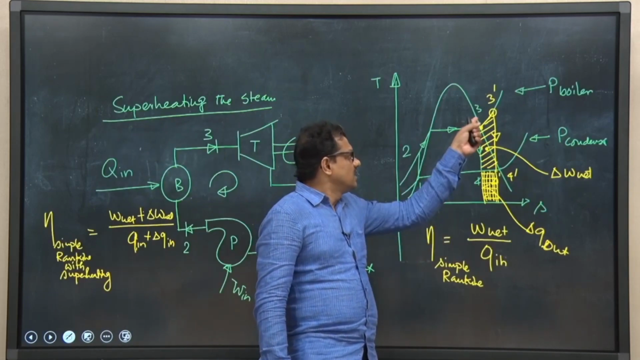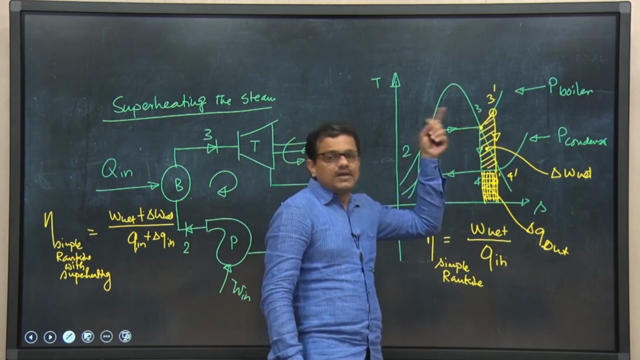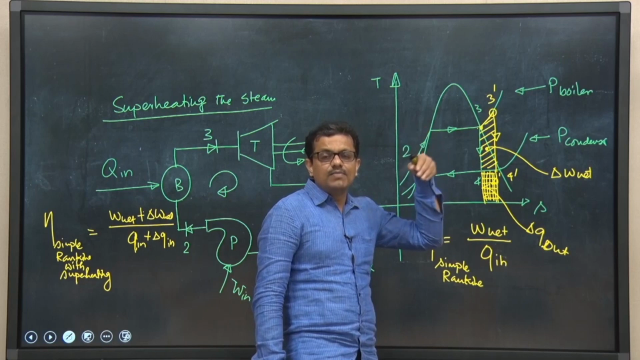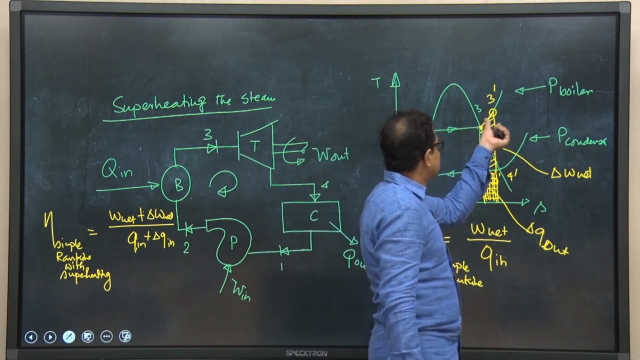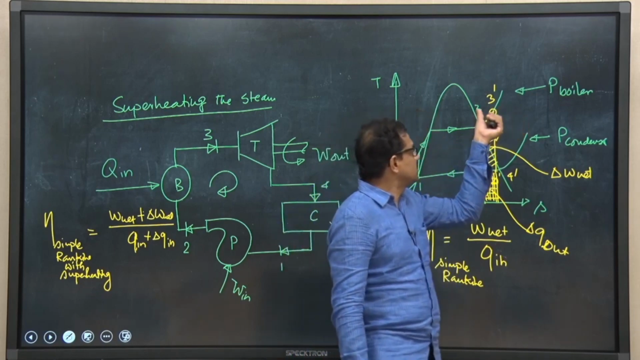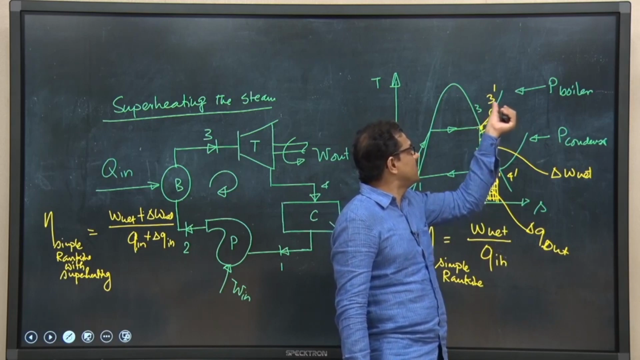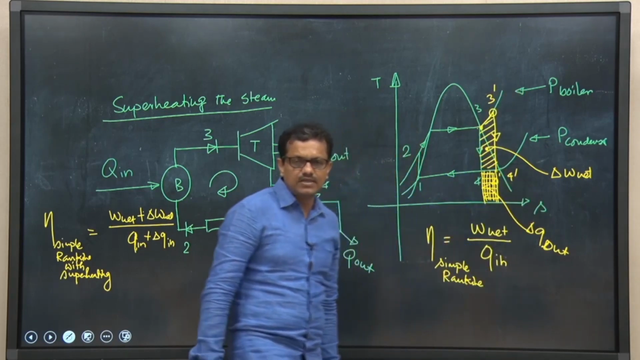Second is, we cannot increase the temperature of steam arbitrarily, because that is restricted by the metallurgical consideration of the turbine blades. So, you know that we are increasing, and this is basically again sensible heating. So, we can increase steam temperature from 3 to 3 prime, even 3 double prime, quality will keep on increasing at the exit of the turbine.